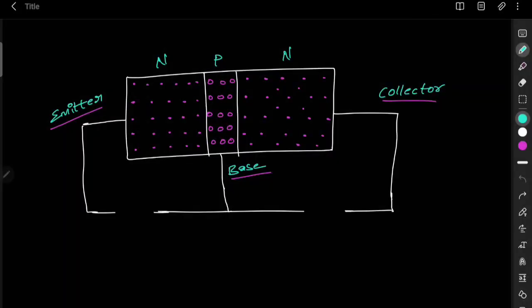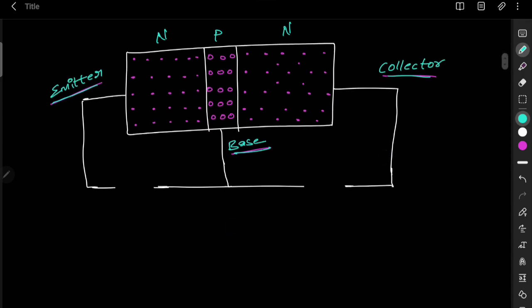The construction of the NPN transistor, and here we can observe the terminals. This is the emitter, this is the base, and this is the collector. Now we have to give the biasing. To work the transistor properly in the active region, we have to satisfy two conditions. This is the input section and this is the output section. The input section is the emitter base junction and the output section is the collector base junction.